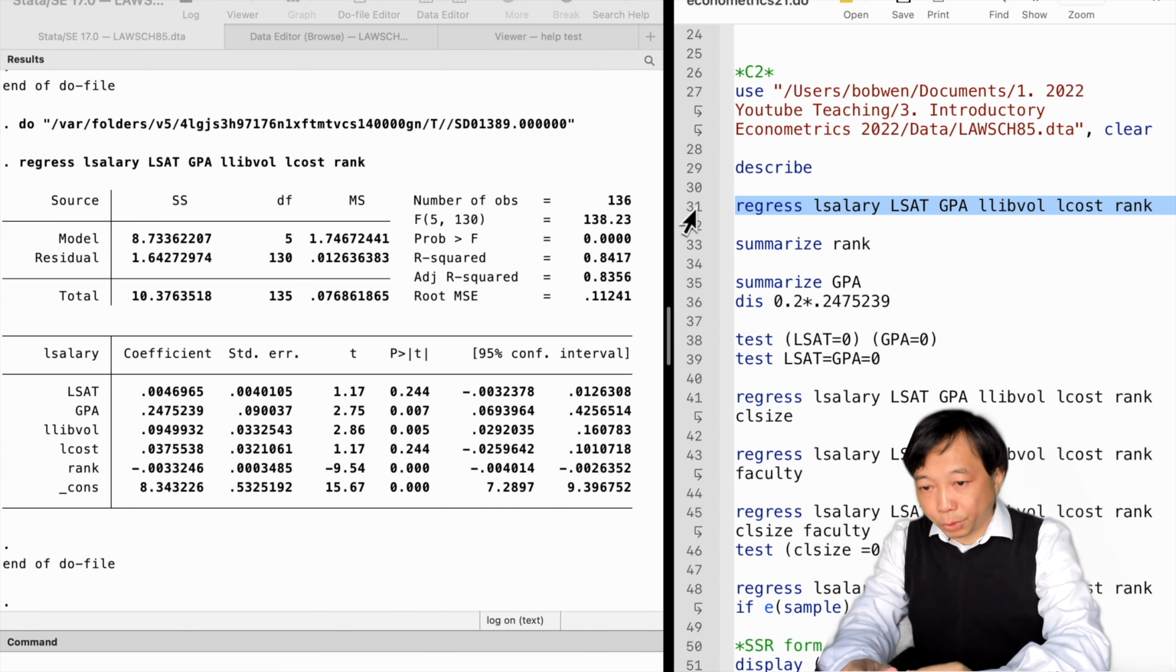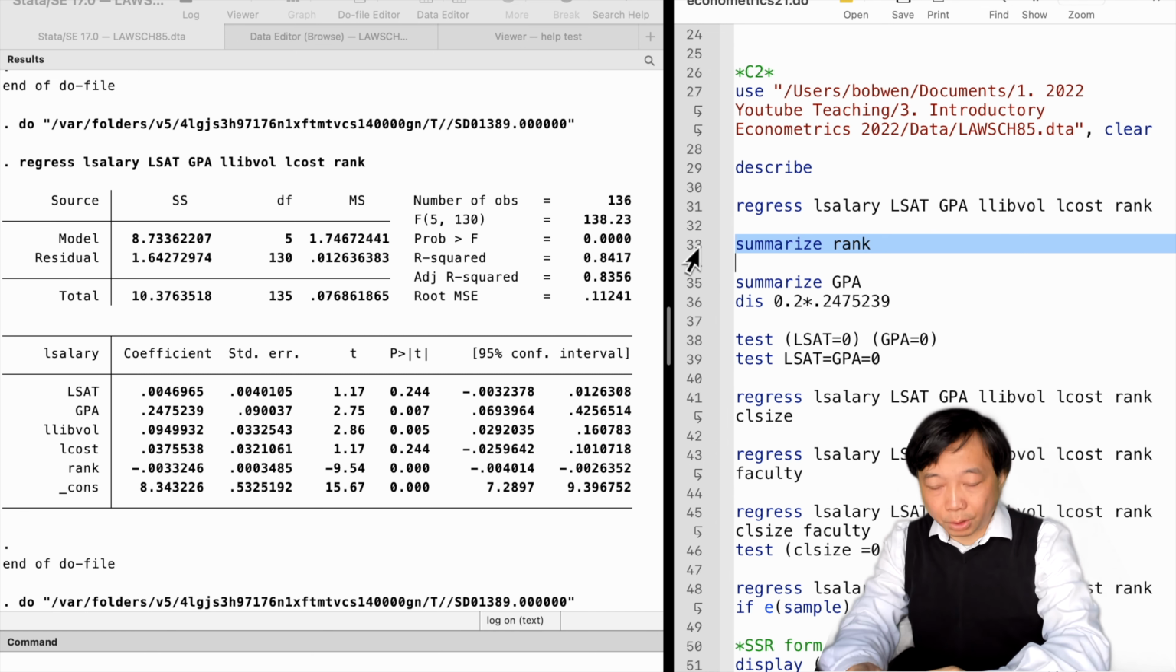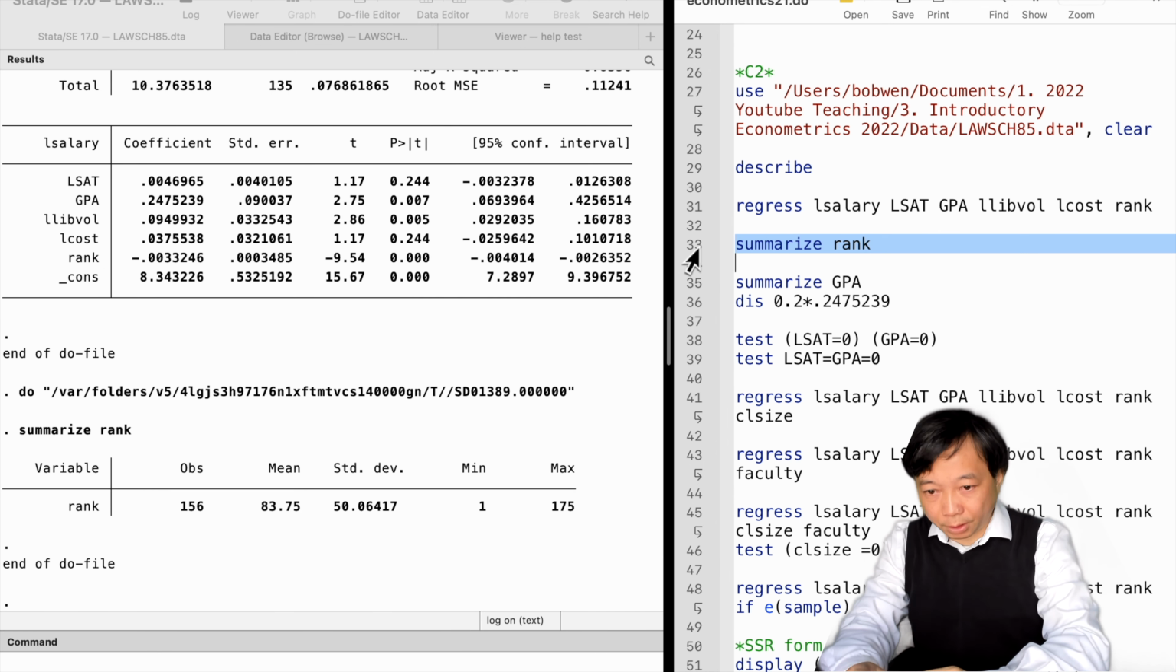We can check the range of rank by typing summarize rank. It ranges from 1 to around 170. If the law school ranks 10 positions higher, the graduate starting salary will increase by 3.3%.